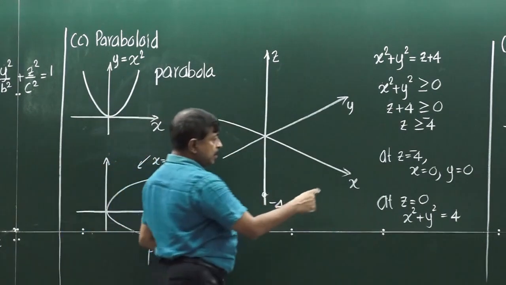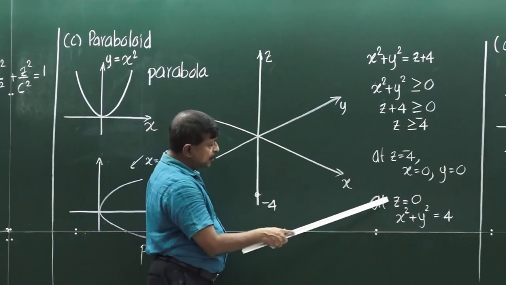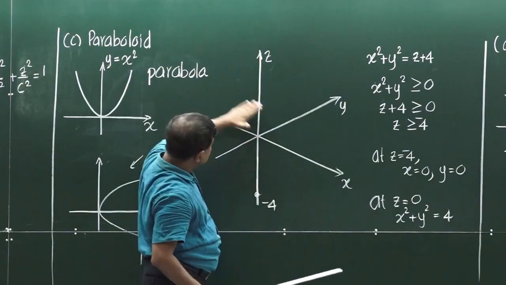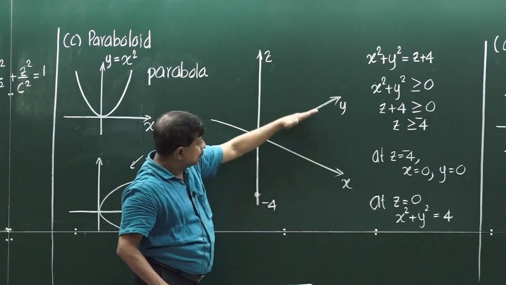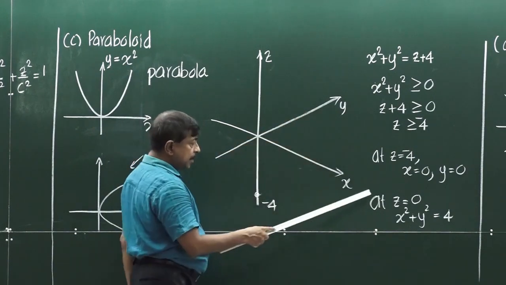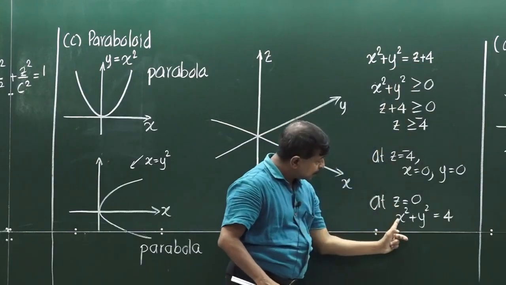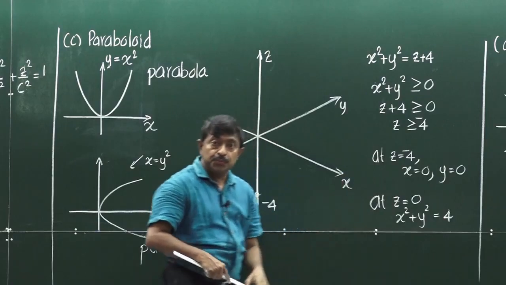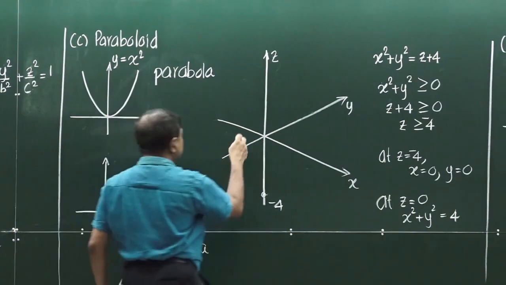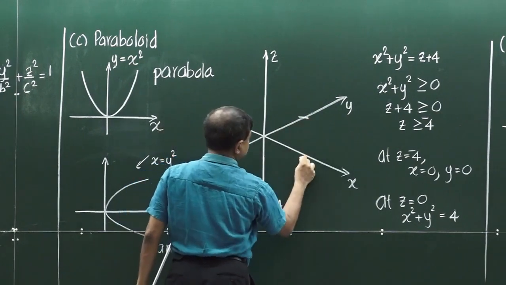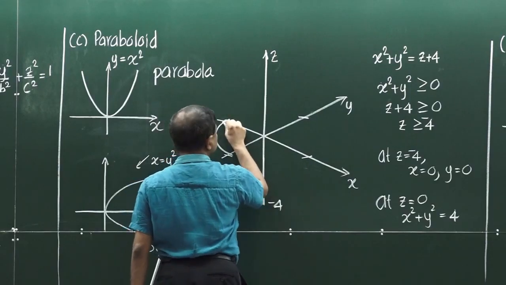Now just for the sake of clarity, let us see what happens when z is equal to 0. Z is equal to 0 means xy plane. The plane contains both axes, x and y. At z equals 0, you plug in 0 here. So, you will end up with x squared plus y squared is equal to 4. So, it is a circle of radius 2 on xy plane. So, it is like this. You draw the isometric view like this.